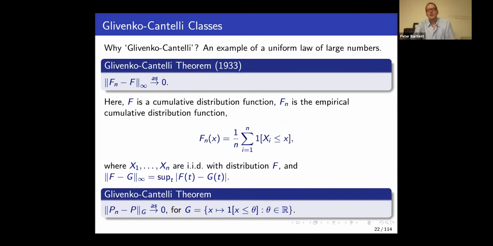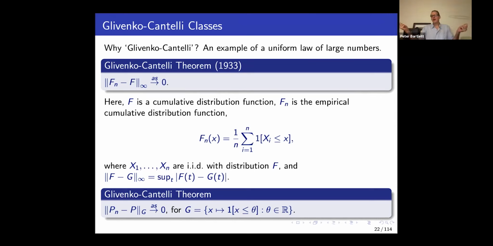Okay, and why is it called Glivenko-Cantelli? So there are these two mathematicians, a Russian and an Italian mathematician, that I guess at the same time in 1933 came out with a particular example of a uniform law of large numbers. They were interested in deviations between the cumulative distribution function of a random variable and the empirical cumulative distribution function, right?